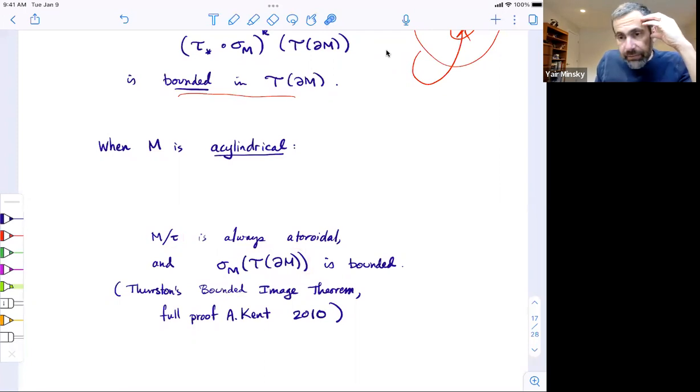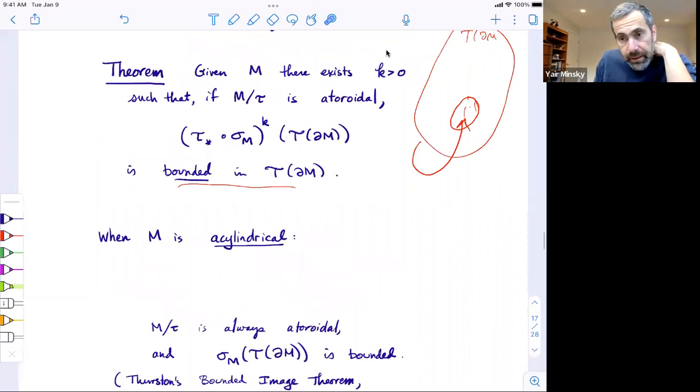And he gave more of a sketch of this proof, but a full proof was only written down by Autumn Kent in 2010. And even in that case, it uses more machinery than was around when Thurston gave his original discussion. So even in that case, there's something to say. Okay, so we want to talk about this theorem in the generality I've said.